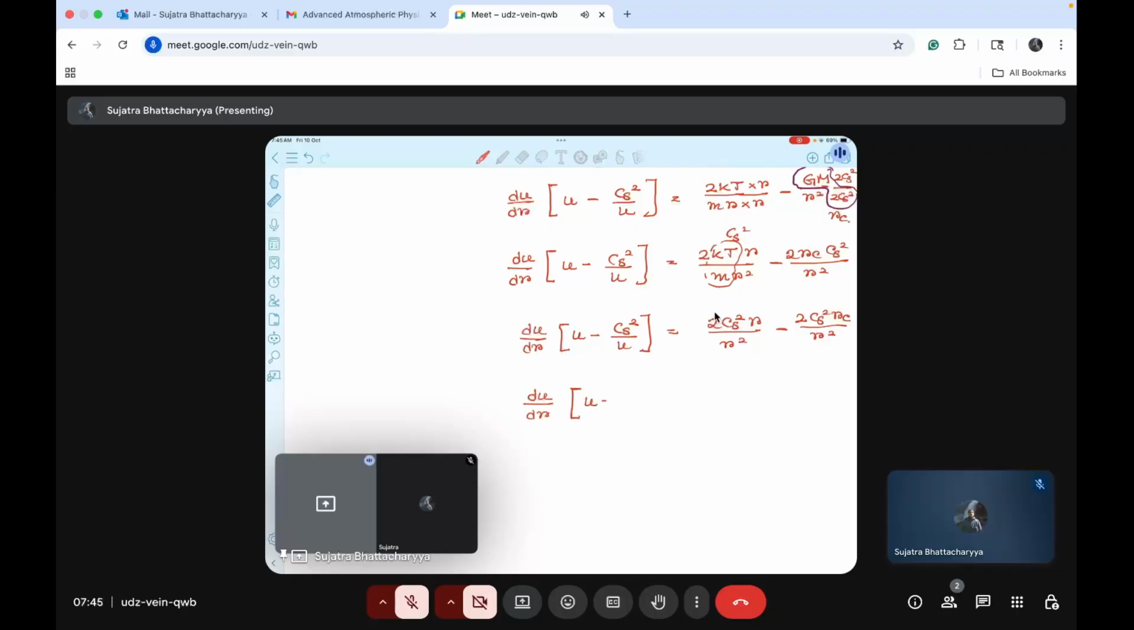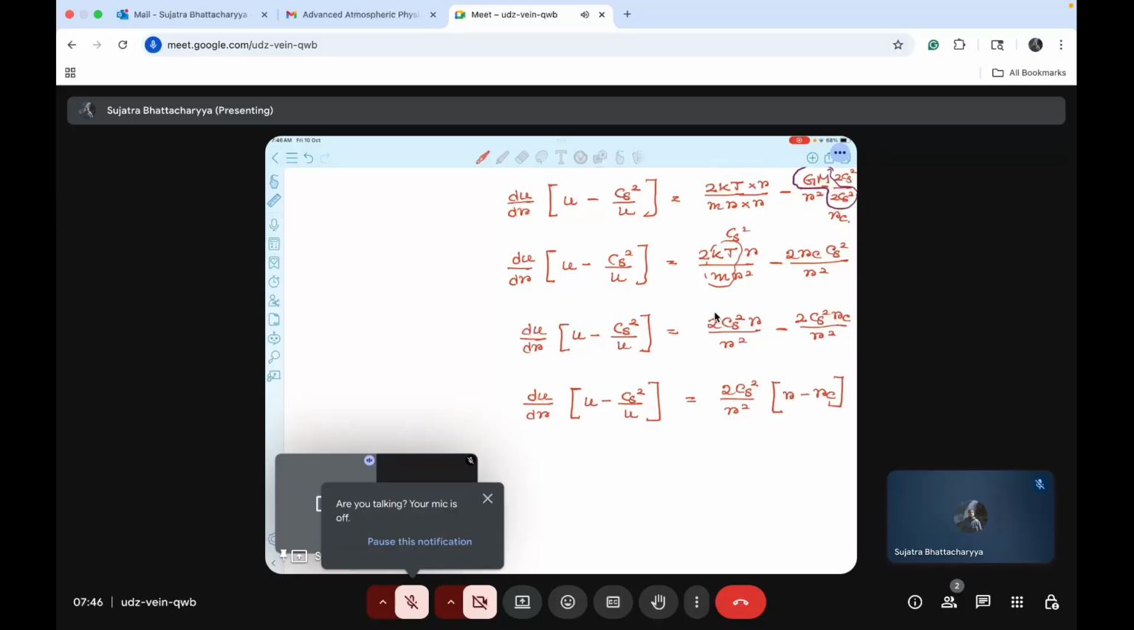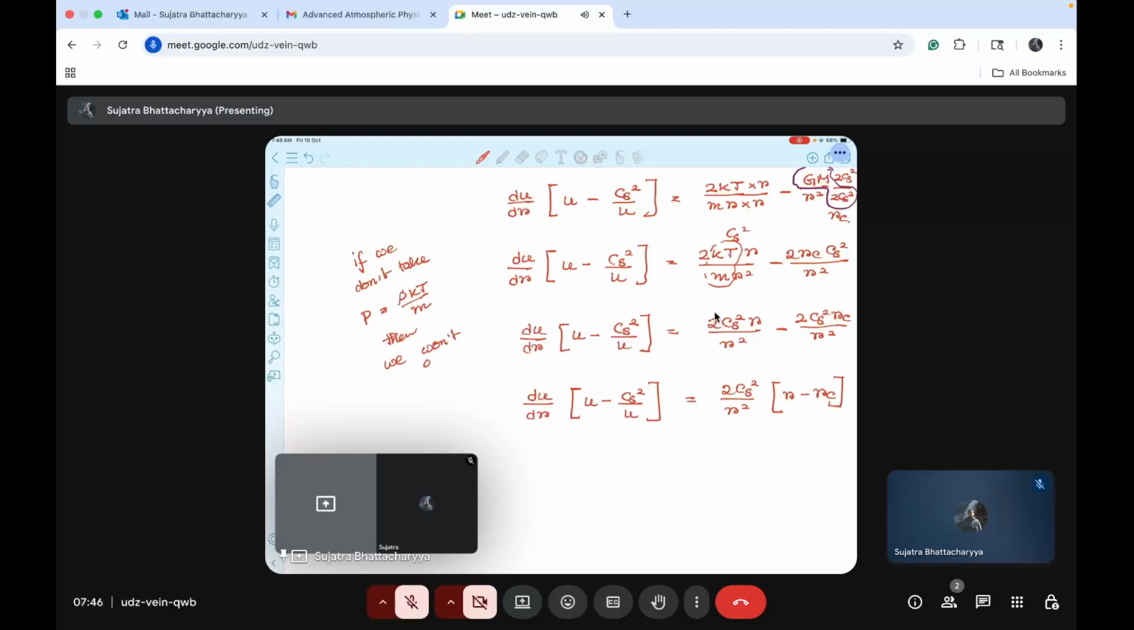So u minus cs square by u, right, is equal to, can I take 2cs square by r square common, and you get r minus rc. So if we don't take that p is equal to rho kT by m, then we won't get this expression.